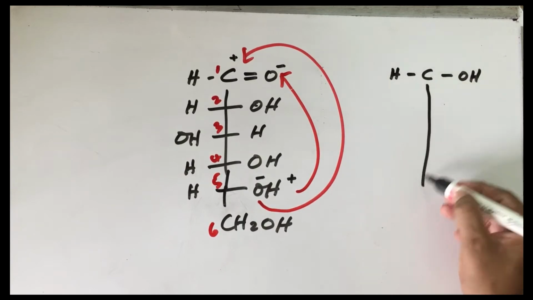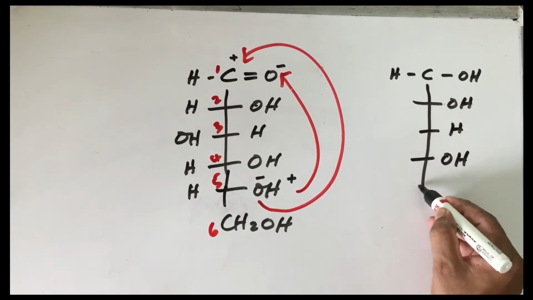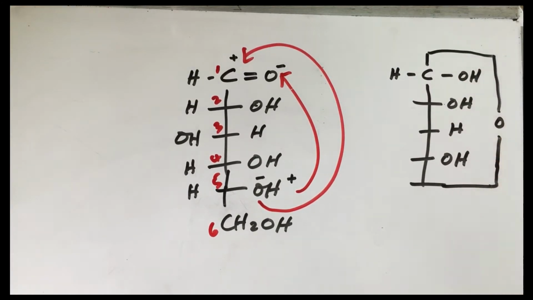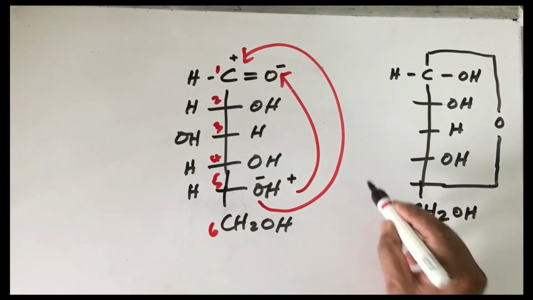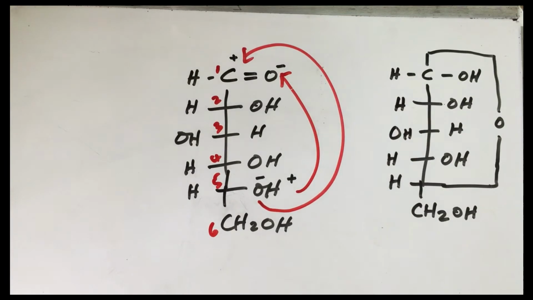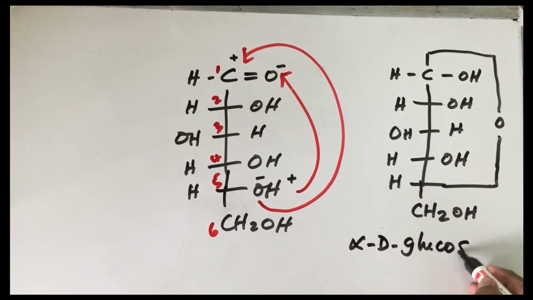All the other structures are the same. The second carbon is OH, third is H, fourth is OH, and the fifth one, because this oxygen is entering into a linkage with this carbon, we write it like this. That is the fifth one, and this is the sixth one. This will be H, and whatever is on the left hand side is OH, and this is H. So we have written a structure like this. Since the OH is on the right hand side, let us call this one alpha D glucose.